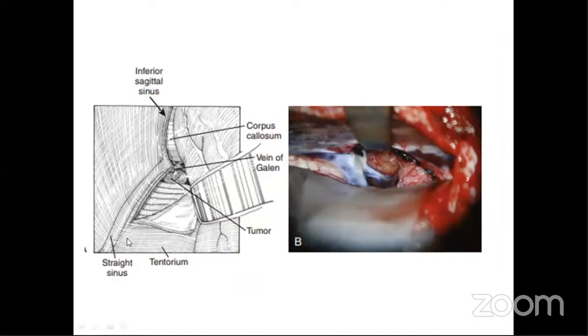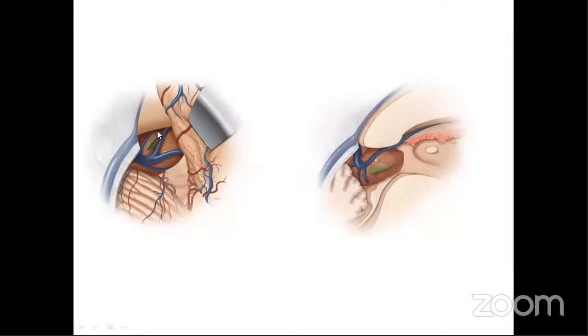you will find the junction of the falx and the tentorium, like shown in this figure on the left. At the junction of the tentorium and the falx, there is a sinus, a straight sinus that is running, and you give an incision parallel to this sinus in order to gain an exposure to the area of interest. Sometimes you have to cut this falx along the inferior sagittal sinus, the anterior end of it, in order to improve the exposure.